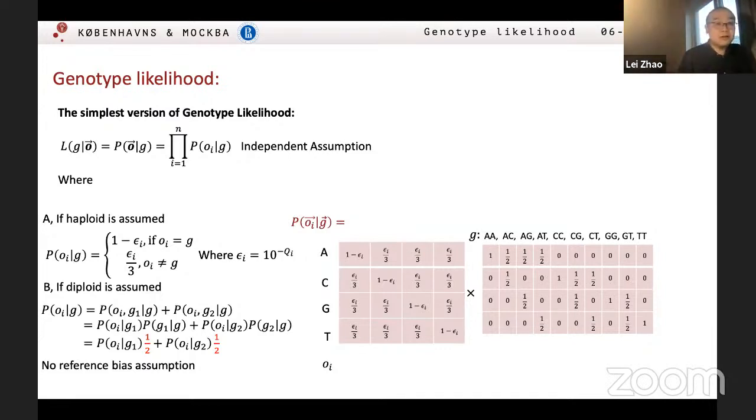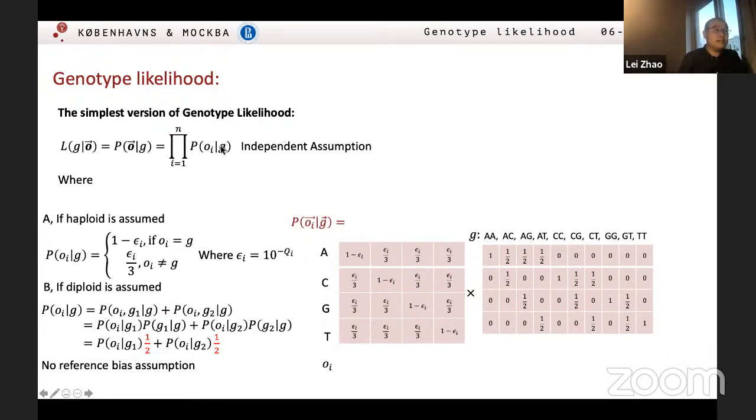Now we need to know some different models of how we calculate the genotype likelihood. I will first introduce the simplest one, which is the original GATK genotype likelihood calculation.